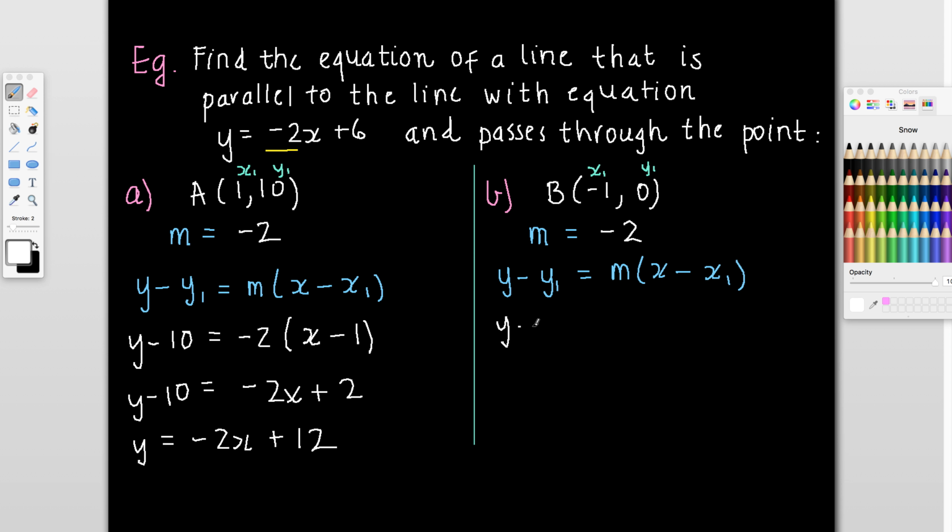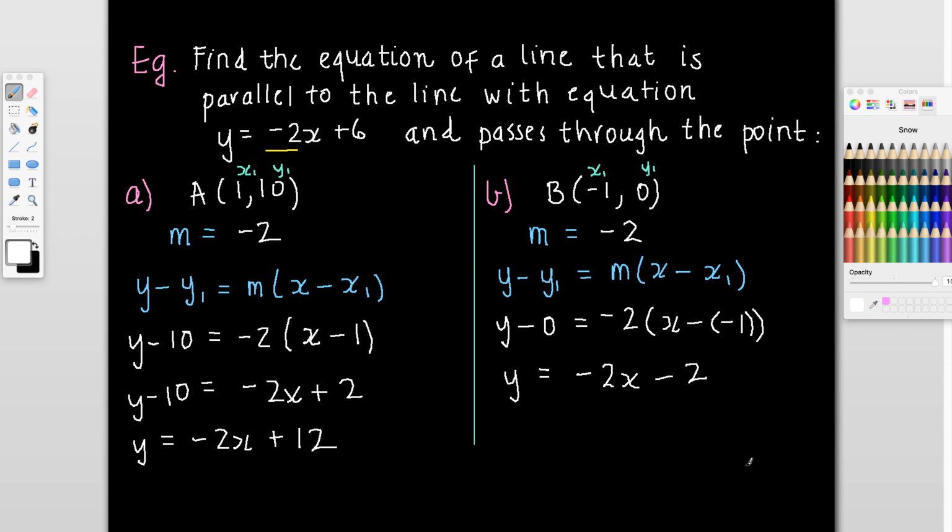So this one's going to be y minus 0 is negative 2x minus negative 1. Do be careful here with your negatives, as I've got a minus negative here. Of course that means the y minus 0 just cancels out to y equals negative 2x. Now, this bit here would be x plus 1, so it's going to be negative 2 by positive 1.